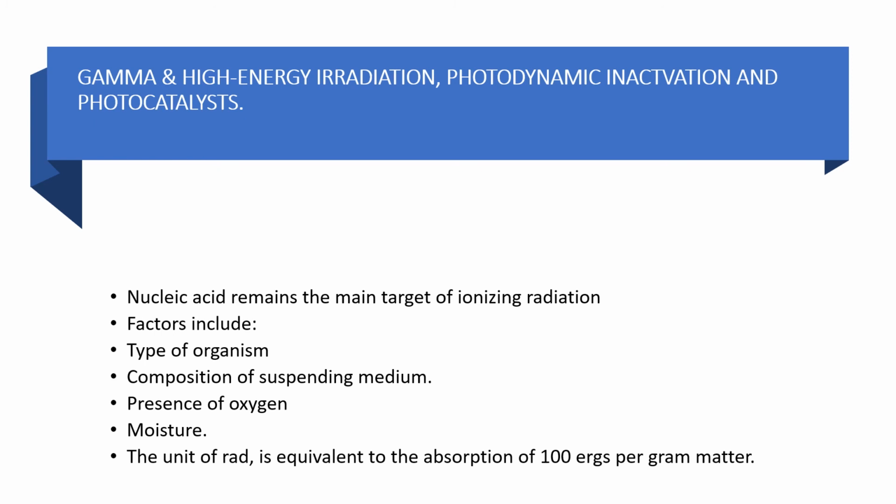Gamma and high energy radiation. Nucleic acid remains the main target of ionizing radiation. Factors that can influence the effectiveness of ionizing radiation include type of organism, composition of the suspending medium, presence of oxygen, and moisture. The unit of rad is equivalent to the absorption of 100 ergs per gram of material.